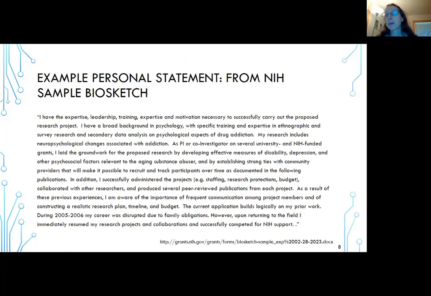This is an example of a personal statement. This is from the NIH's sample biosketch. I do not expect you to read this right now, and I'm not going to read it to you. We are making the slides available to you after the session, so you can access this at that time, or you can just go to the NIH's website on biosketches and download their sample. This is just to give you an idea. It's not a page-long statement.